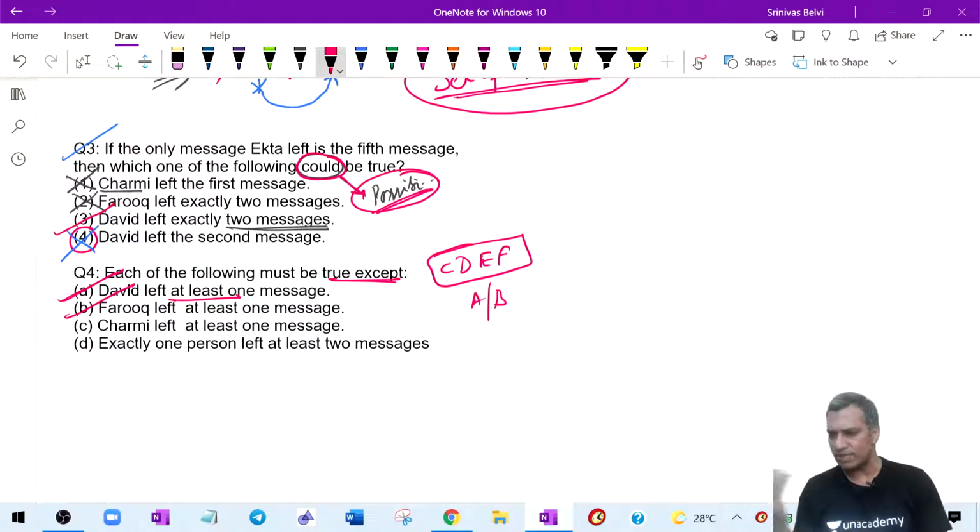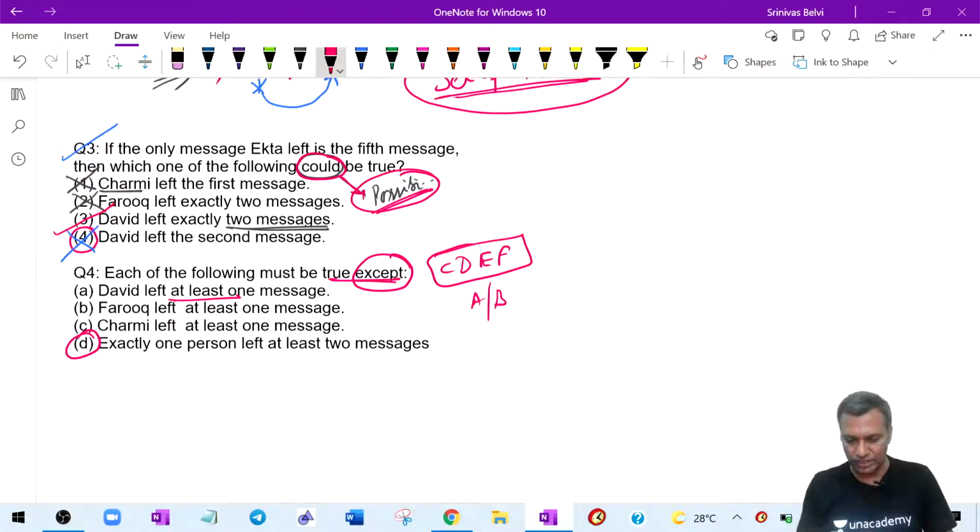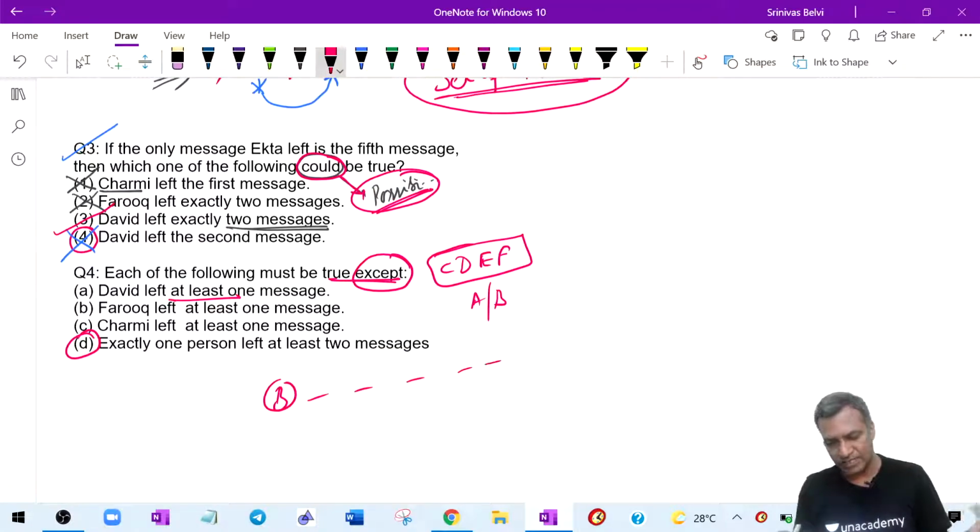Farooq left at least one message. Correct. Charmy left at least one message. Correct. Therefore, D is the option. Correct answer is going to be D. All these three statements are true. He said that except one statement, everything is true. Which is that statement? D is the statement which is not true, because it says that exactly one person left at least two messages. No, when B leaves a message, everybody will leave one message each. Therefore, D need not be necessarily true.